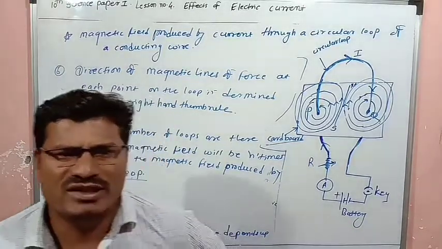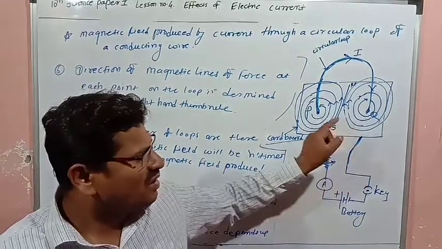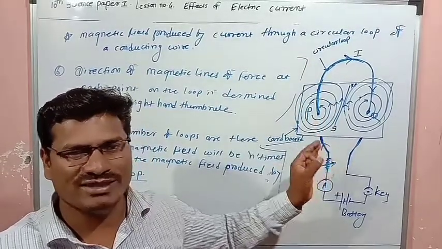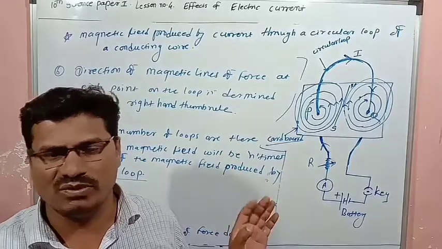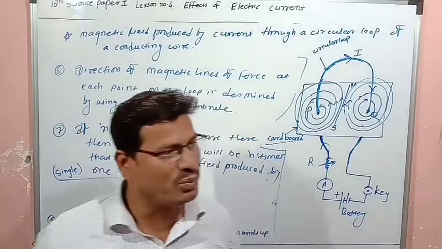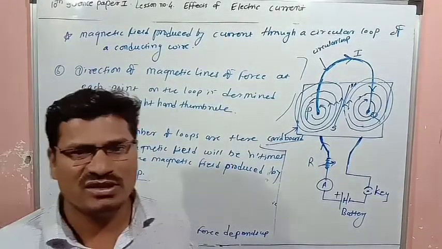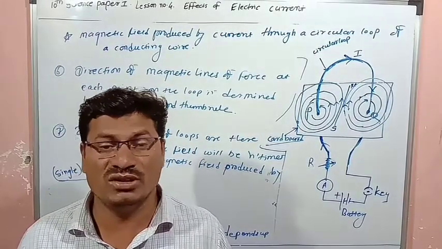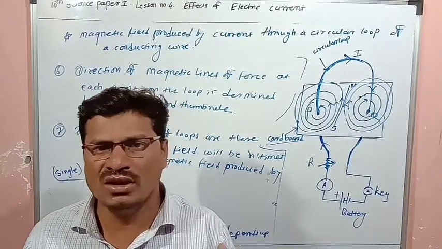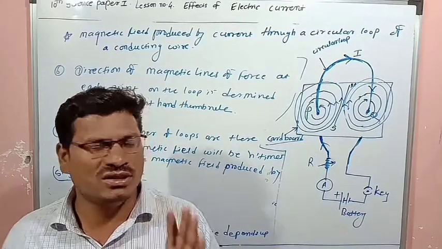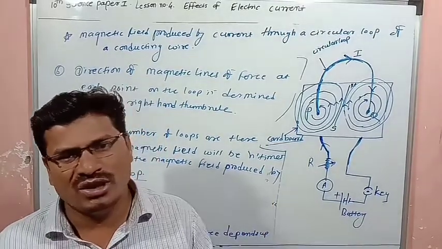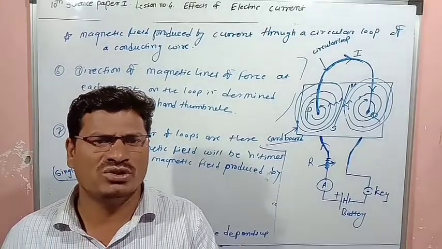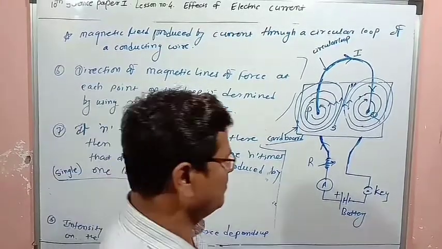So these are the points related to the magnetic field produced by a circular loop. After this, the next point we are going to learn is the magnetic field due to the current carrying solenoid coil, or solenoid.